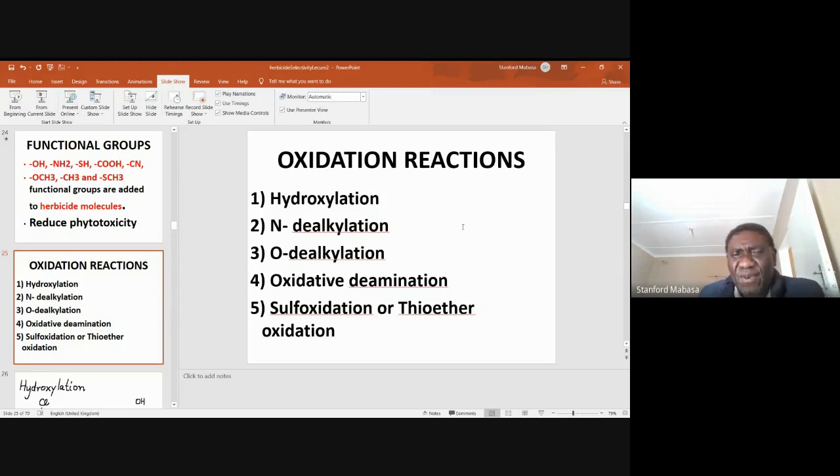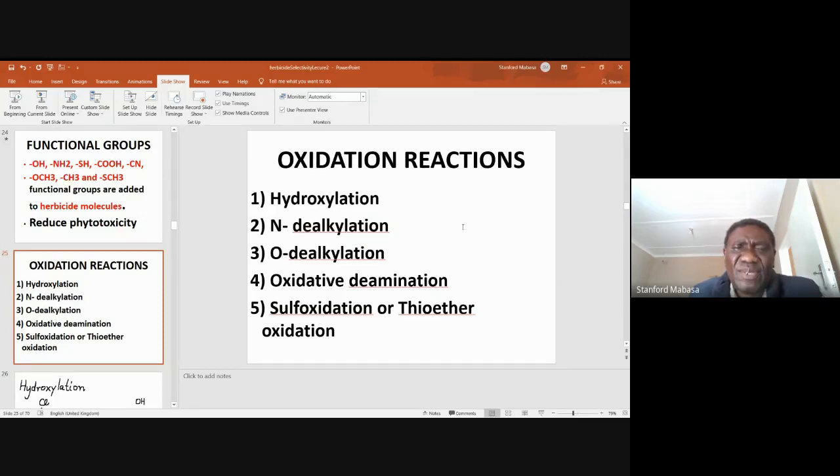Now, basically what happens in phase 1 is the oxidation reactions. So we will explain what is oxidation. What is it? Oxidation is comprised of 5 processes. Number 1, we've got what is known as hydroxylation.